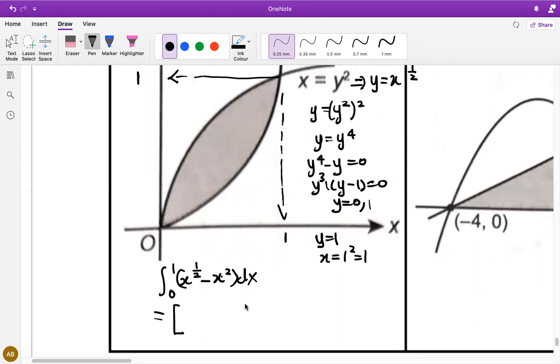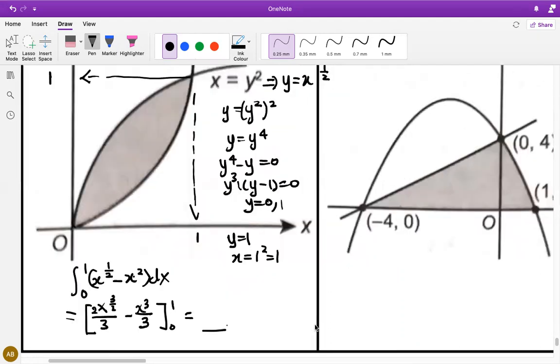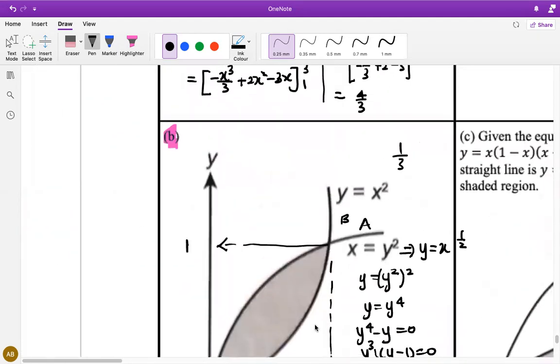So you integrate 0 to 1. So here is x to the power 3 over 2, and then 2 over 3 here. And then this one is x cubed over 3, right? So you can get the answer. Okay, so this is B.